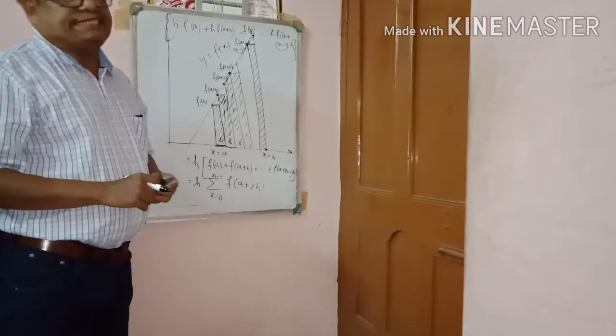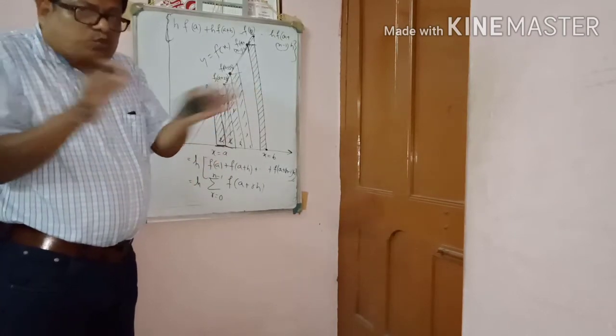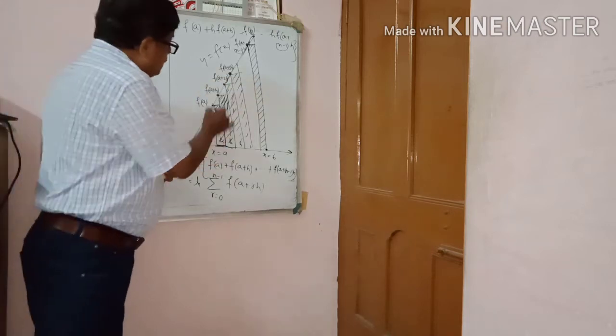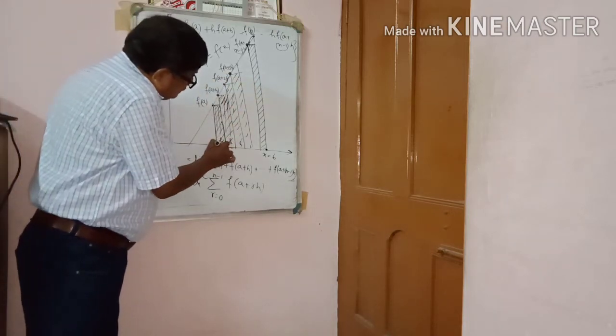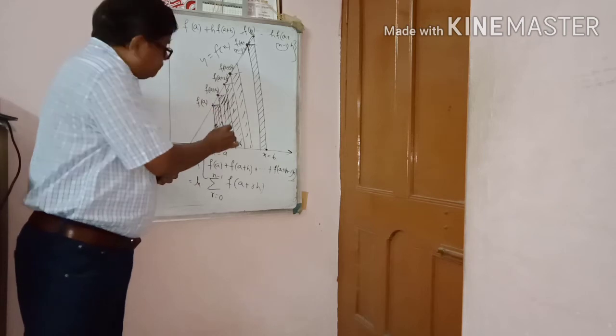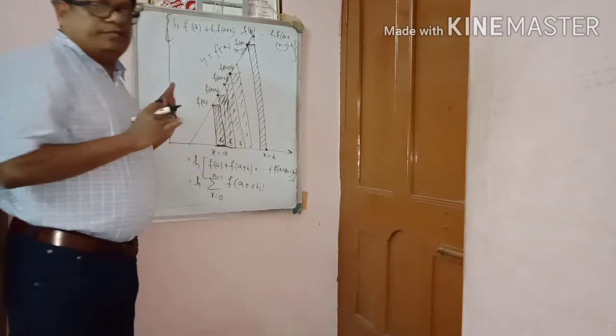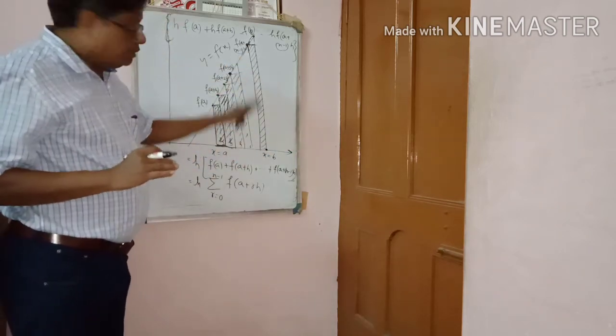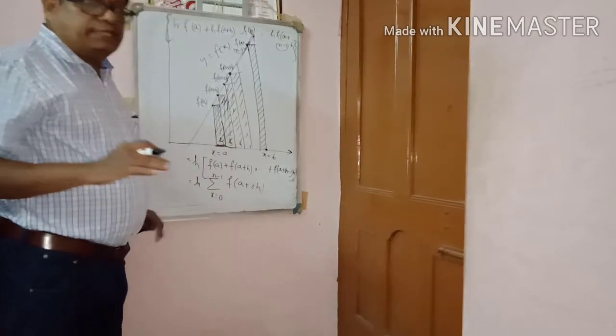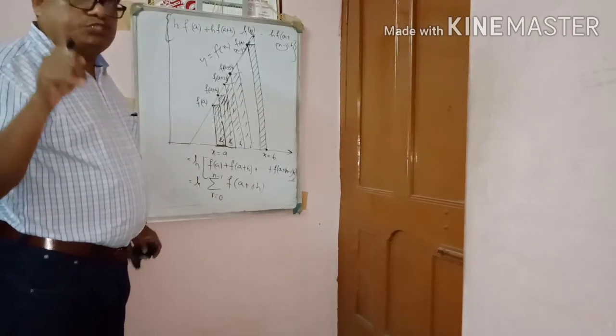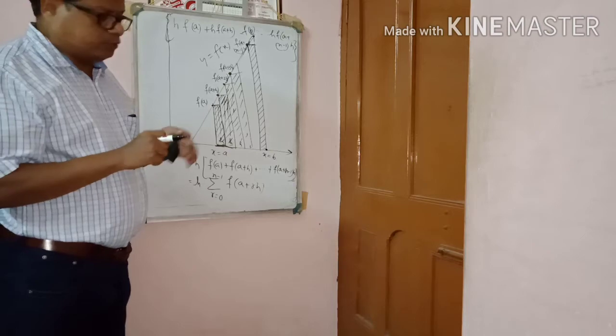If the limit h tends to 0, the length h is very close, very small. So the total part will be the limit as h tends to 0. If we take the limit on both sides, okay?